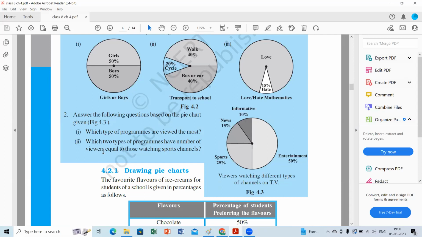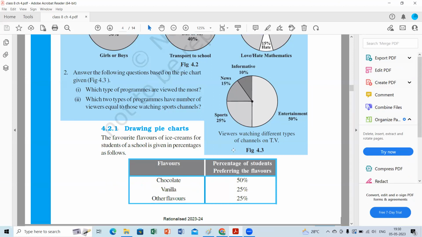Which two types of programs have a number of viewers equal to those watching the sports channel? If you see the sports channel here, 25%. So news 15% and information 10% together. These two together are equal to sports. So the two types of programs are news as well as information.